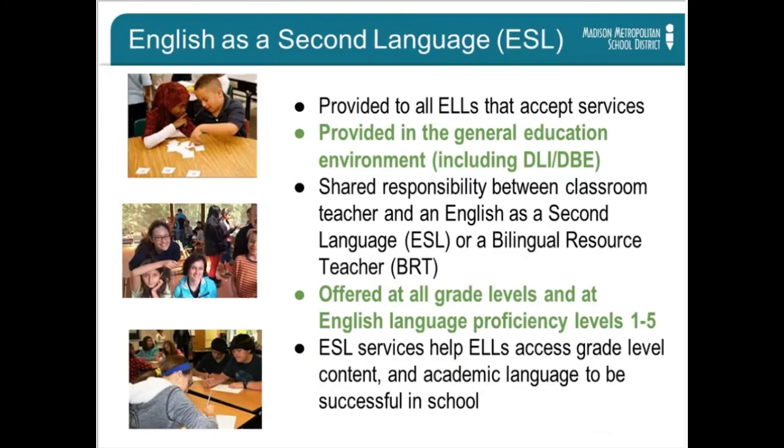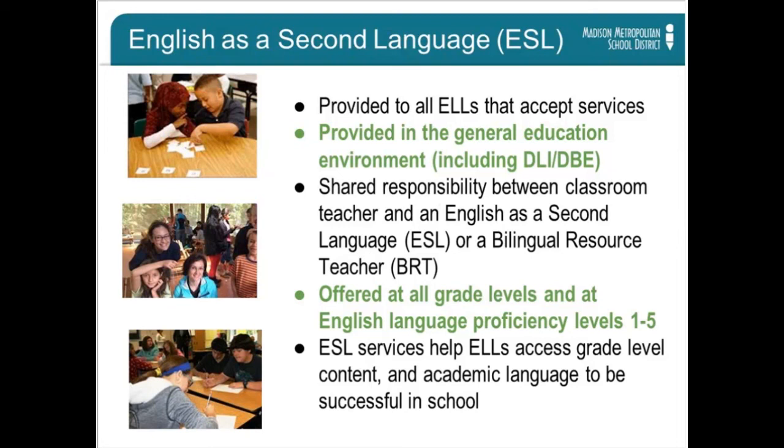So going to our first model, our English as a second language model, I really appreciated the chart that Julie shared because it does show the complexity of the work that we do. We provide this service within the general education environment, and we provide staffing to schools. We call our teachers ESL teachers, English as a second language teachers, or bilingual resource teachers, BRTs, that have a shared responsibility along with a classroom teacher to make sure that students are developing all of those three goals that were mentioned earlier.